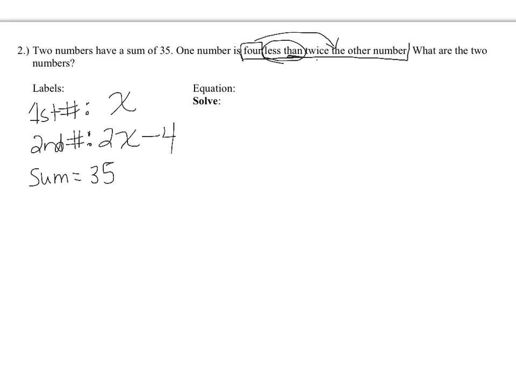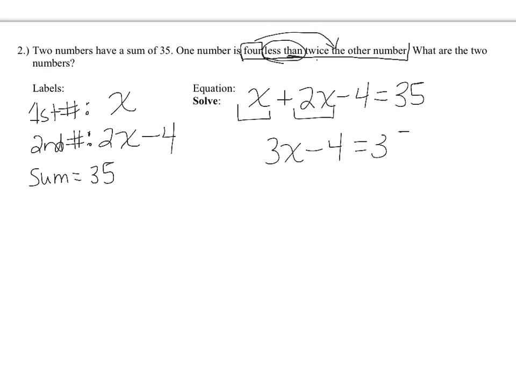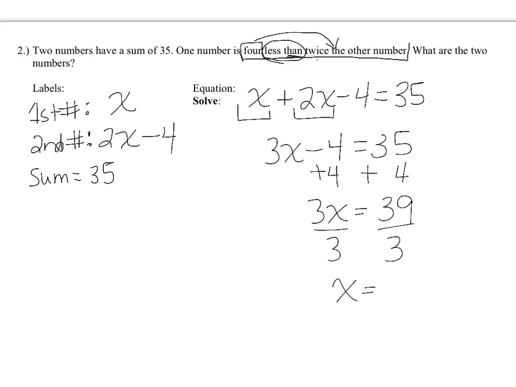So we have to do, the first number is called x, plus the second number, which is 2x minus 4, and that's going to equal 35. And then we're going to combine our like terms to get 3x minus 4 equals 35. And then we're going to isolate our variable. So add 4 to both sides, and you get that 3x is equal to 39, and then you divide by 3, and you get that x is equal to 13. So one number is equal to 13.